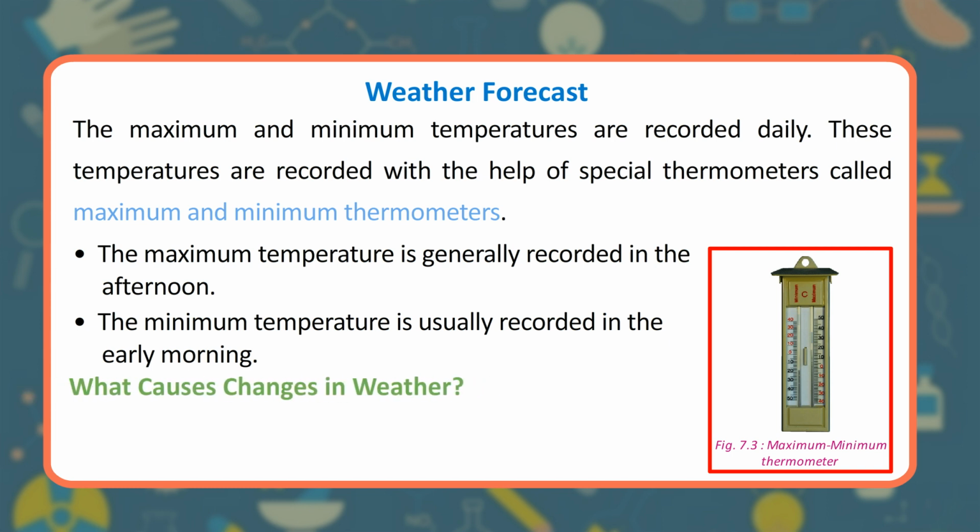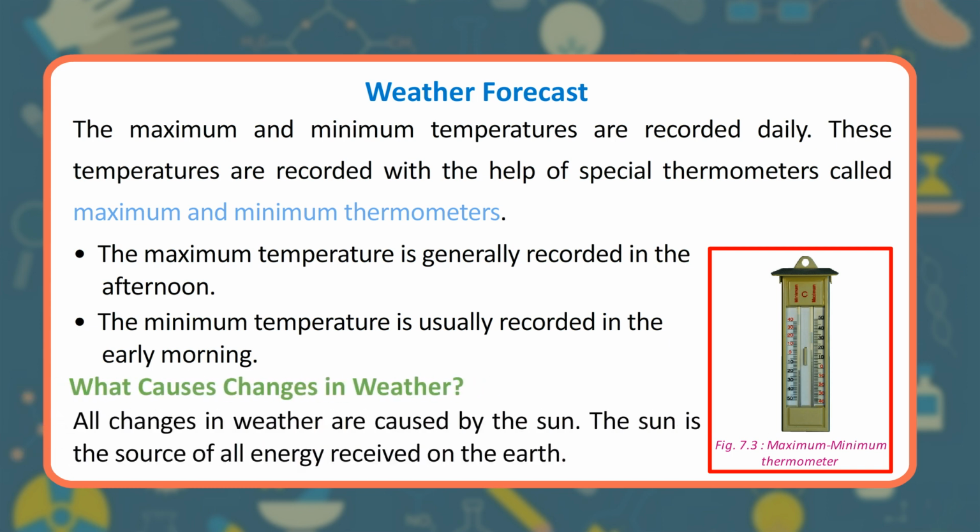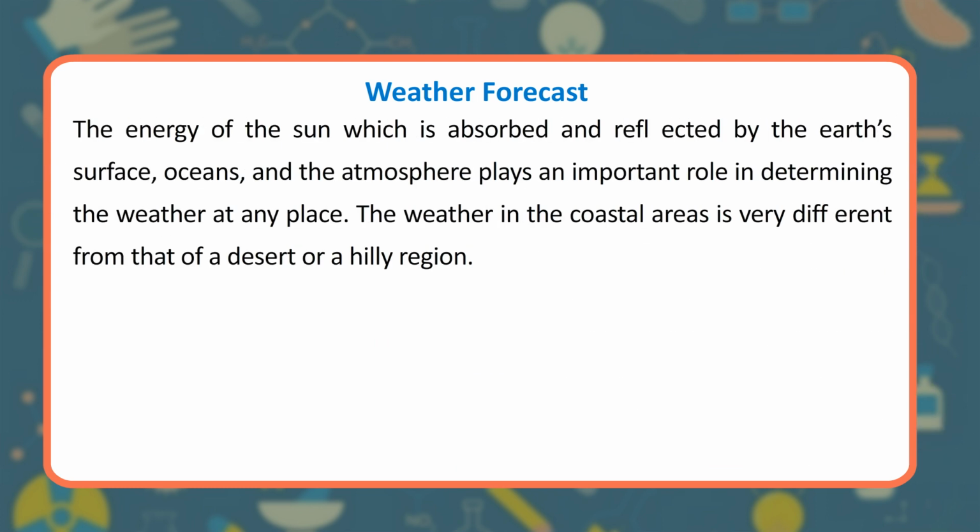What causes changes in weather? All changes in weather are caused by the sun. The sun is the source of all energy received on the earth. The energy of the sun, which is absorbed and reflected by the Earth's surface, oceans, and the atmosphere, plays an important role in determining the weather at any place. The weather in the coastal areas is very different from that of a desert or a hilly region.